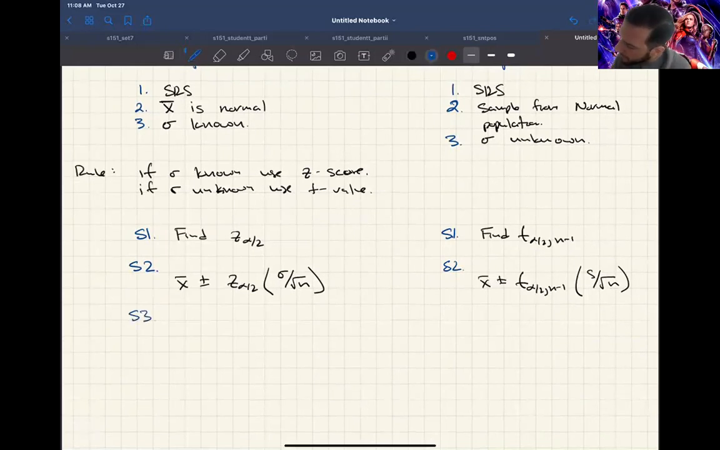All right, and then finally, in each case, on the third step, we interpret. And that's consistent for both procedures.